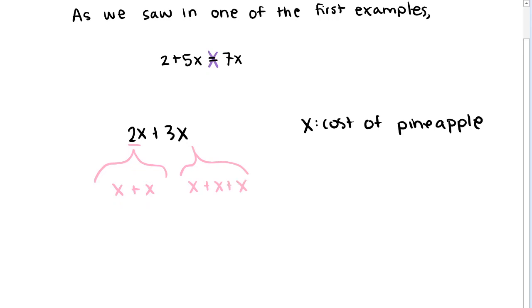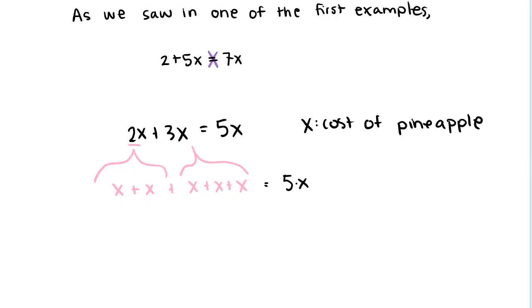And if I'm adding these all together, that's just like saying I'm paying this cost 2 times and then 3 times. Well, that really means I'm paying the cost a total of 5 times. This is the same as 5x. I'm paying that cost 5 times. And so really it does make sense that 2x plus 3x is the same as 5x, really adding those coefficients together and keeping that variable the same.